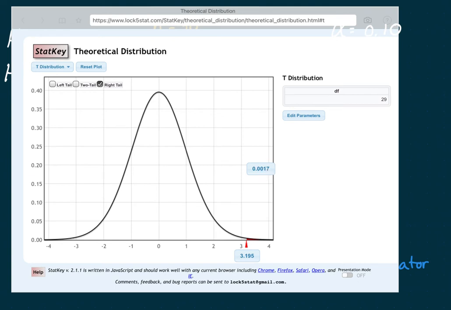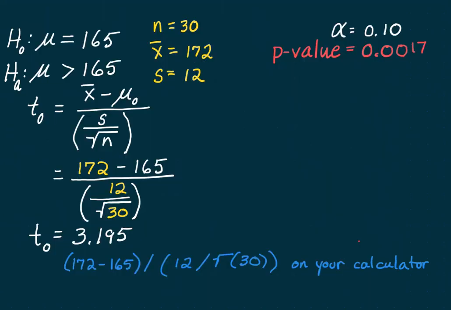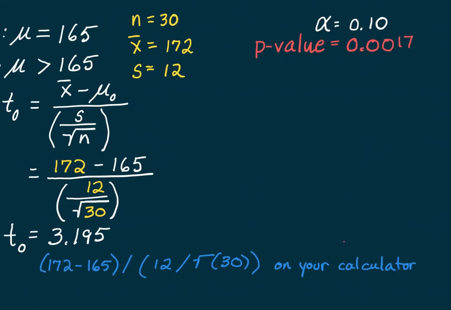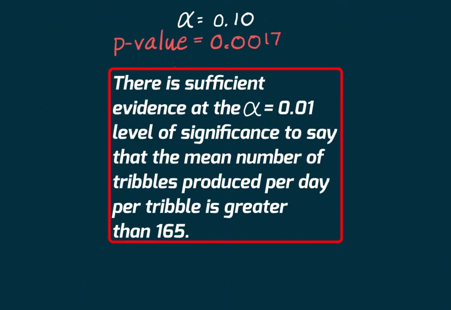0.0017. Let's compare that to our level of significance. The p-value is much less than our level of significance. This p-value would even have passed a 0.01 level of significance. We must reject the null hypothesis. We have a problem. Tribbles are multiplying rapidly. Or, as the science officer reported, Captain, there is sufficient evidence at the alpha equals 0.01 level of significance to say that the mean number of tribbles produced per day per tribble is greater than 165.